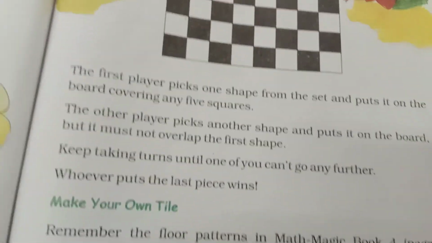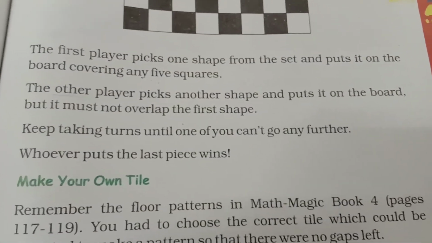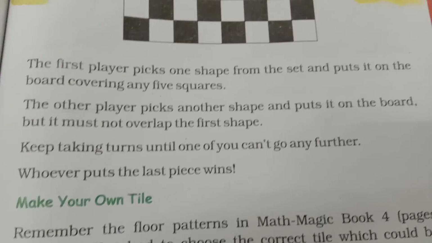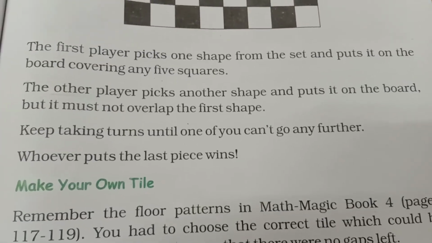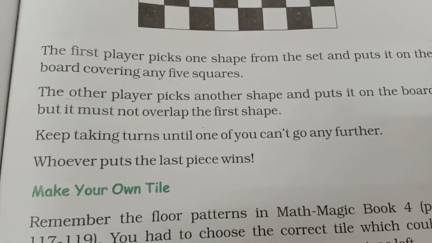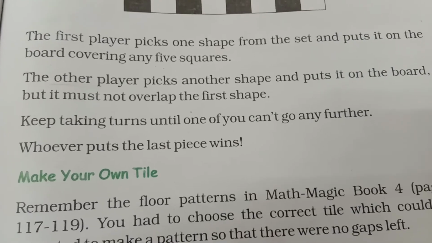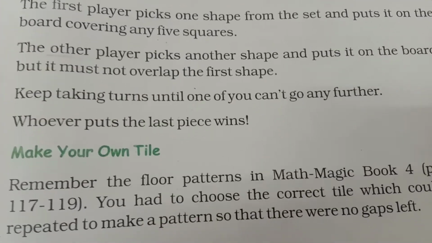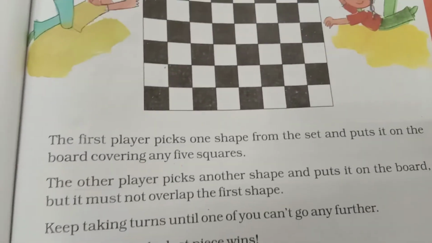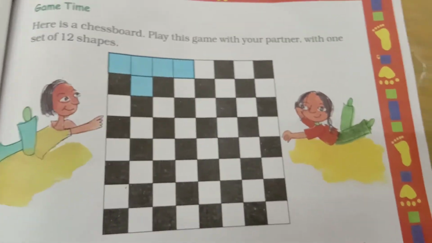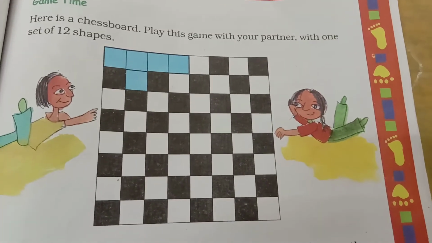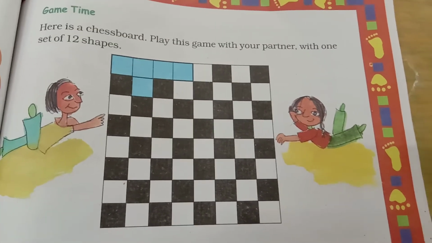So you keep on doing like this until you finish all the shapes. Whoever puts the last piece will be the winner. Otherwise they will be the loser. Like this, we can use the shapes to play on the chessboard. So is it clear, children?